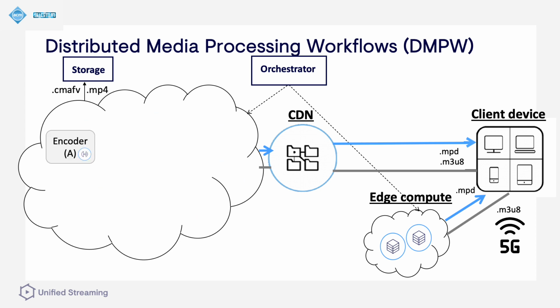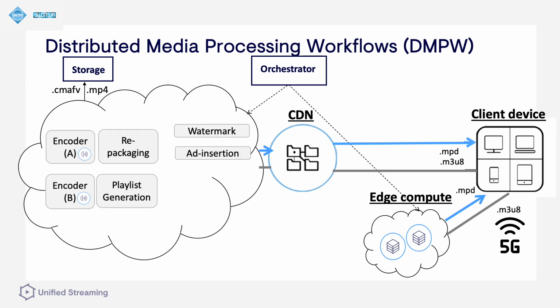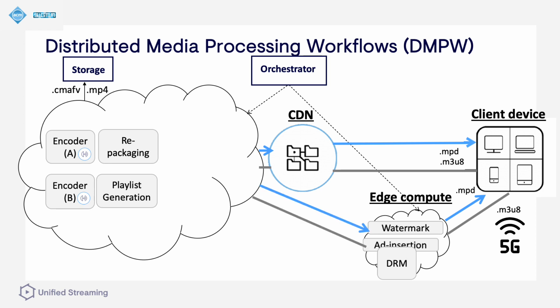So, we could have an encoder A that generates different bitrate ladders of the content, and encoder B that provides redundancy and resilience to our workflow. In addition to other functions such as playlist generation, media repackaging, watermarking, ad insertion, or even digital rights management. Most of these services are working in a centralized cloud, but with edge computing we can move some of these media processing functions to the edge, such as digital rights management, ad insertion, and also watermarking, to give an example.